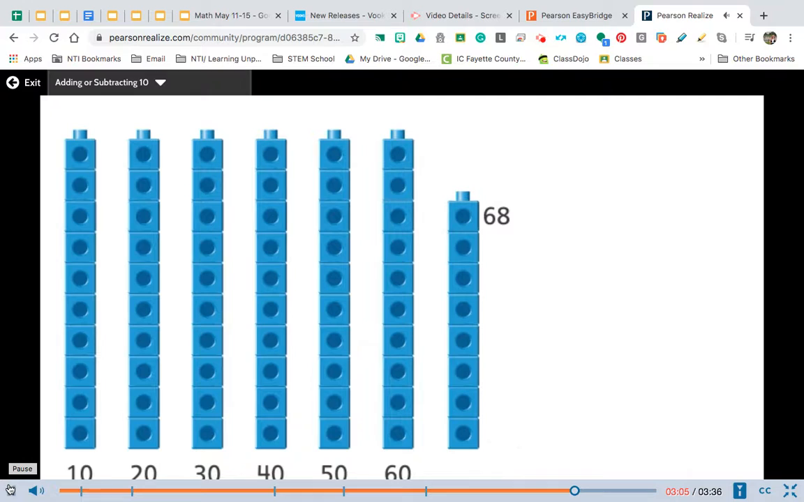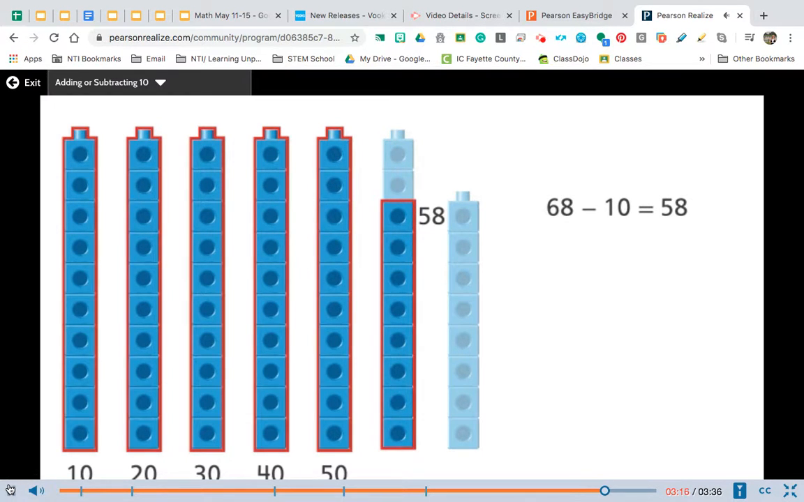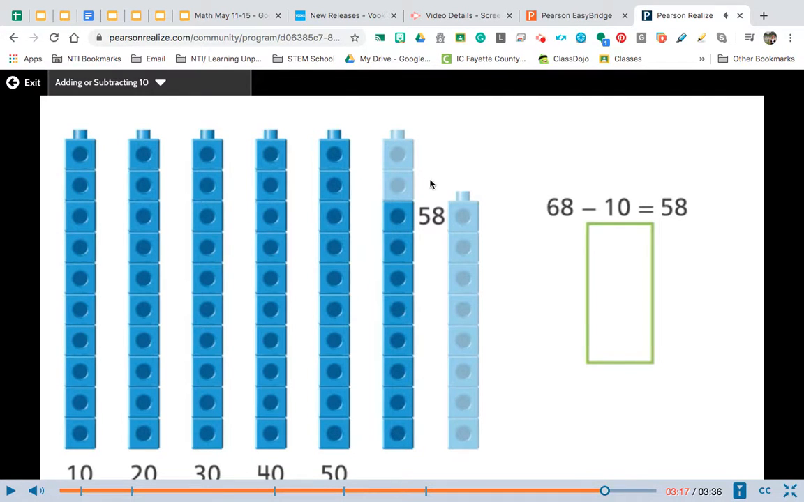How many cubes will there be if we take away another 10 cubes? There were 68 cubes. We took away 10 more cubes. Now there are 58 cubes. Notice here, if these two moved over, that would be taking away 10. So they're taking away the ones first, but you can always take away a 10 over here and recount.